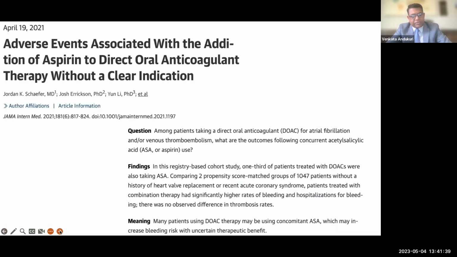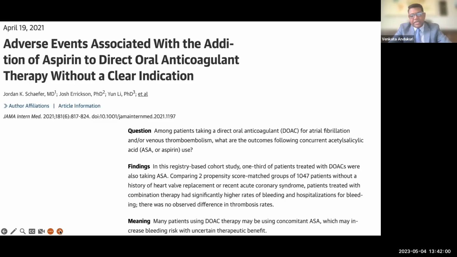Just another study I wanted to mention here is on adverse events associated with the addition of aspirin to DOACs without a clear indication. We sometimes see patients coming in on DOACs and aspirin. It's important to get some of these patients off.